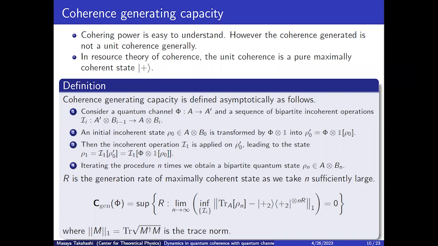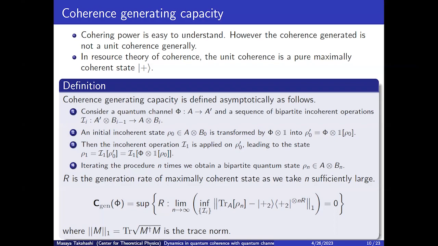So we want to analyze more with this. Okay, then the coherence generating capacity is defined asymptotically by a procedure like this. It is very long, so I won't explain all of it, but basically we apply a given operation to the system, and after that we apply the global incoherent operation over A and B, which is like the environment. Then again we apply the given operation, then the incoherent operation, again and again.